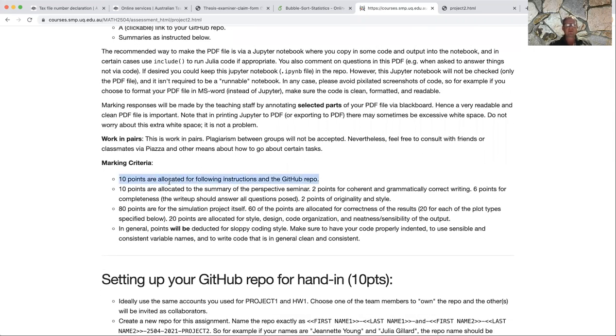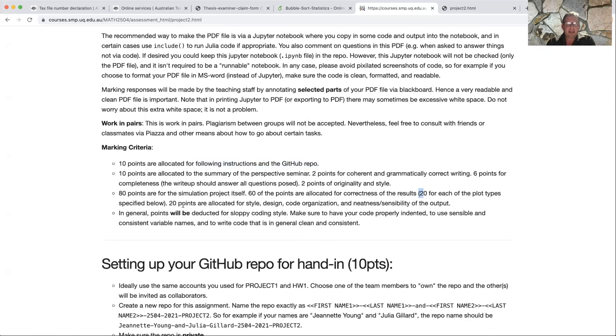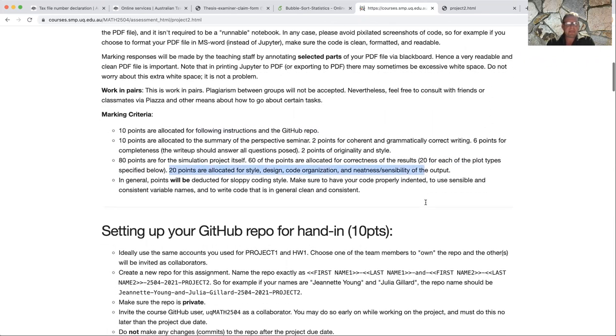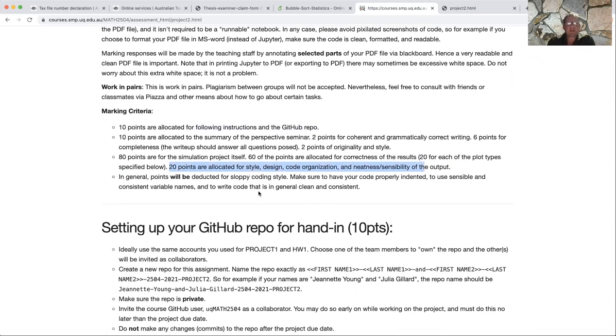10 points are for following instructions. There's always 10 points for the perspective seminar and 80 points for the projects. Of these 80 points, 60 are for correctness of the results. As you see below, and I'll describe this in a few minutes, you need to create some plots. You effectively need to create 15 plots because there are 3 plot types and 5 scenarios, so 3 times 5 is 15. Each plot type will give you 20 points. Then you get 20 points for style, design, code organization, neatness, and stability of the output. In general, points will be deducted for sloppy coding.